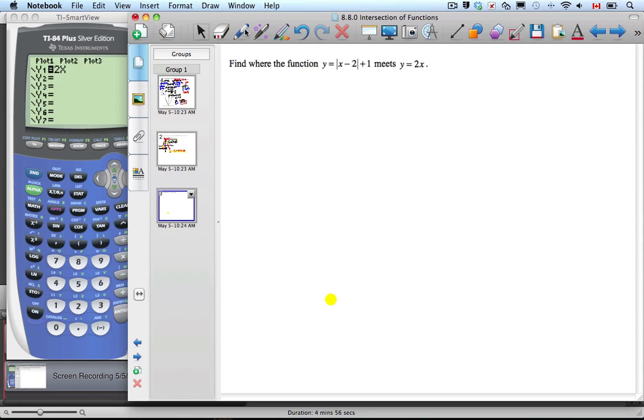Here we are back again now with an extension problem. We're going to look at the function y equals the absolute value of x minus 2, plus 1, and we want to know when it meets y equals 2x. Algebraically, all we're going to do is set them equal to each other. So we have 2x equals the absolute value of x minus 2 plus 1.